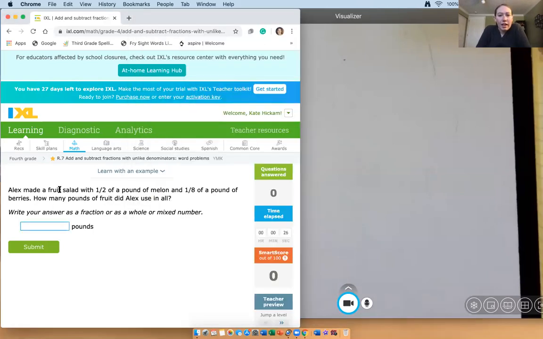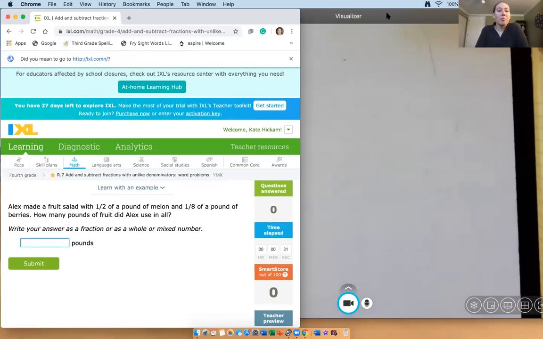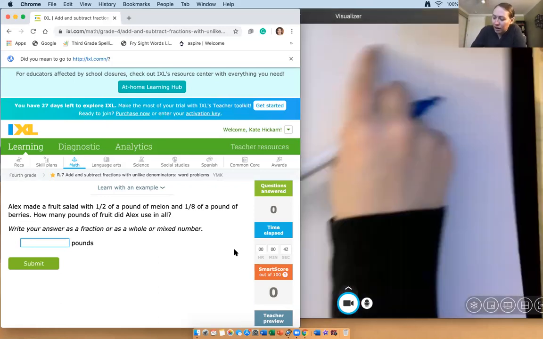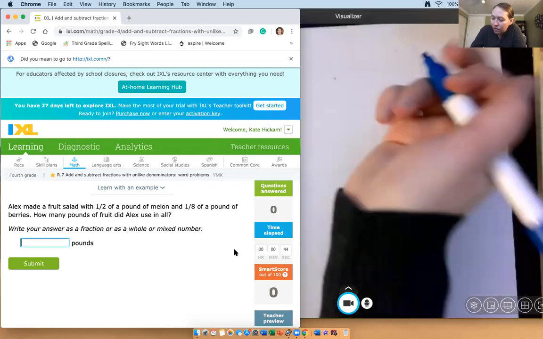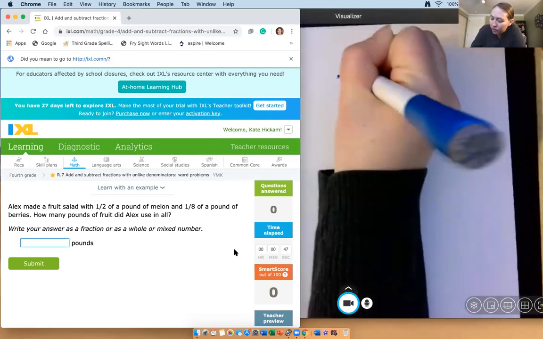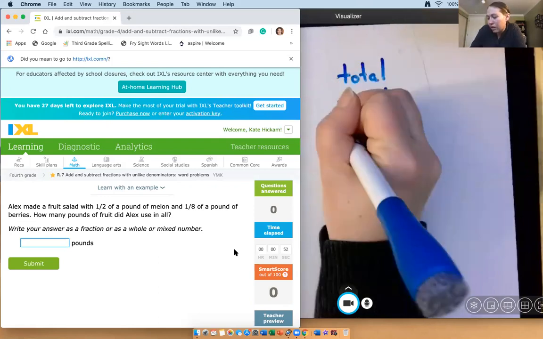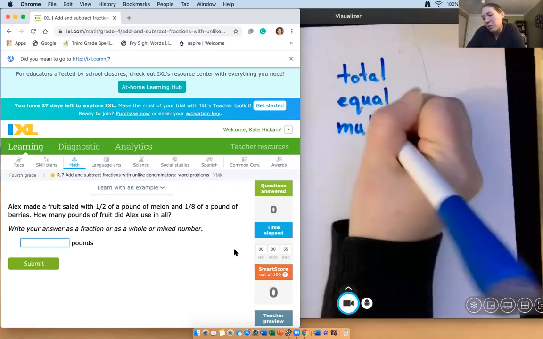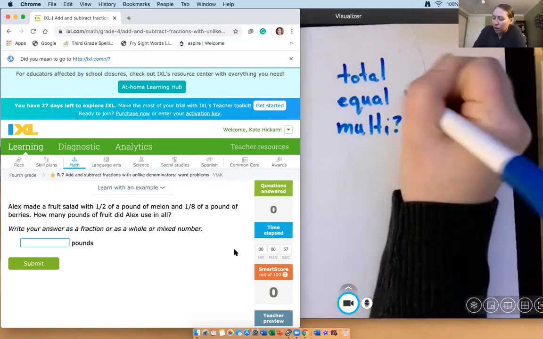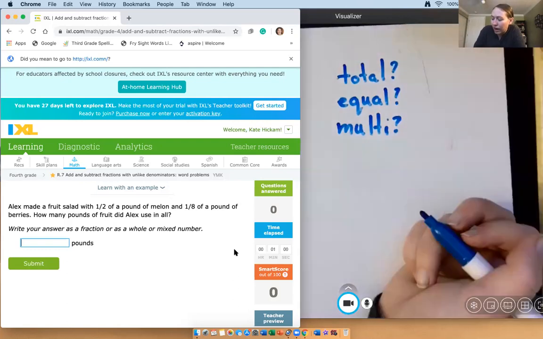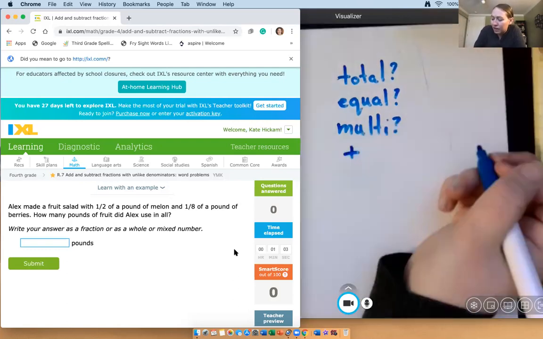Alex made a fruit salad with 1/2 pound of melon and 1/8 pound of berries. How many pounds of fruit did she use in all? So I'm going to pull out my key information after I write my important things, which is total, equal, multi. Remember, we ask those because it's a word problem, and whenever we have a word problem, we want to ask those questions to help us decide if we're adding, subtracting, multiplying, and dividing.